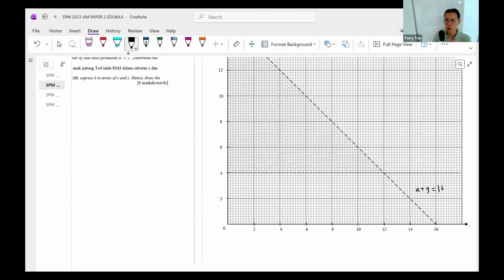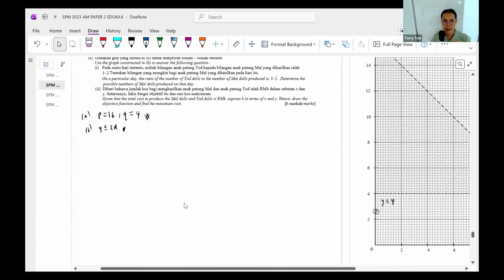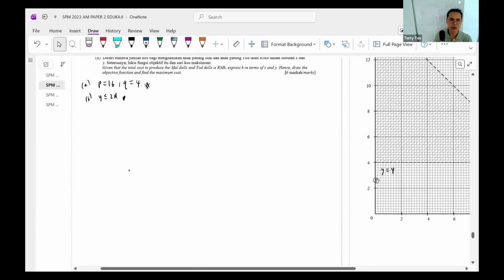You don't write inequality, you write the equal sign. This one is y equals 4, so it's above. Now I need to add in one more inequality, which is y less than or equal to 2x, right? So to draw this one, very simple.